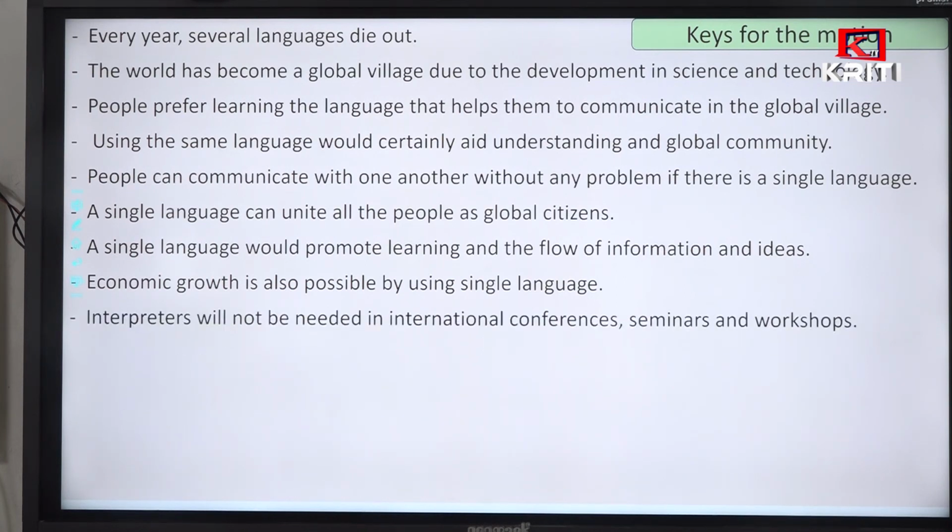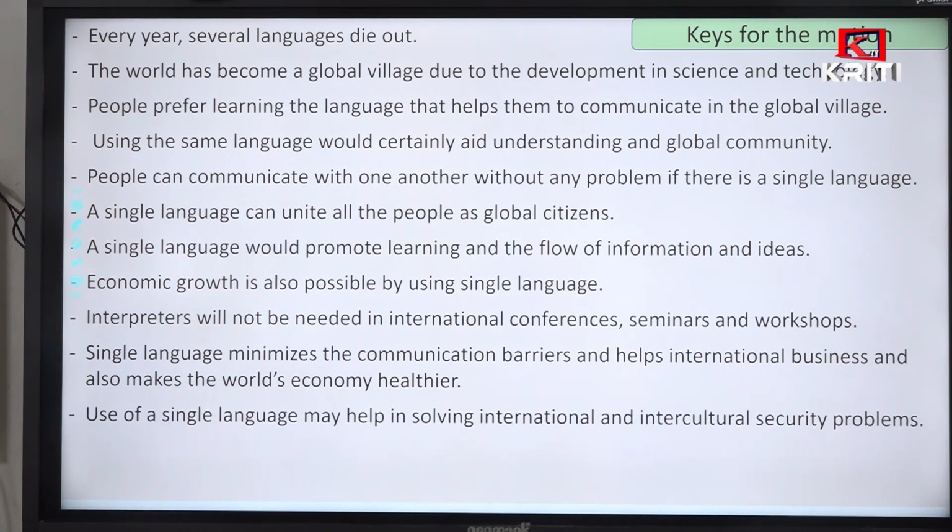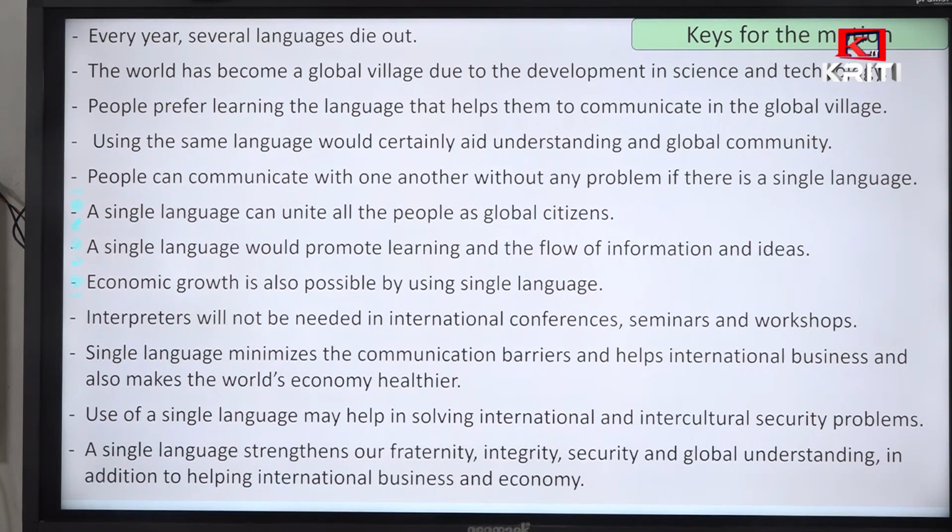A single language would promote learning and the flow of information and ideas. Economic growth is also possible by using a single language. Interpreters will not be needed in international conferences, seminars, and workshops. A single language minimizes the communication barriers and helps international business and also makes the world's economy healthier. Use of a single language may help in solving international and intercultural security problems. A single language strengthens our fraternity, integrity, security, and global understanding, in addition to helping international business and economy.